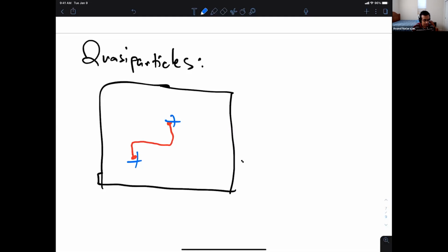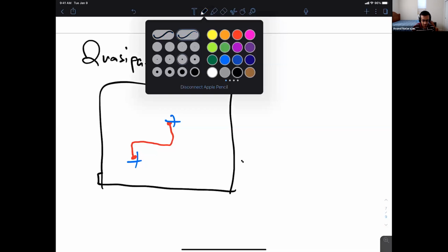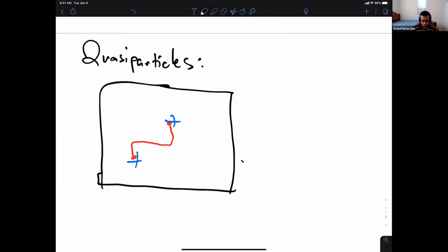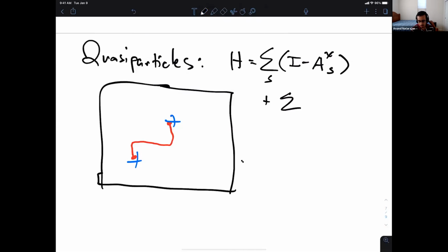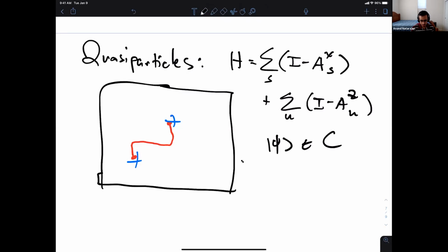So this quasi-particle point of view is that you can think about the whole toric code as actually a physical system with a Hamiltonian. And what is the Hamiltonian going to look like? It's just going to be a sum over every star of identity minus A_X star, plus a sum over every cell of identity minus A_Z. This Hamiltonian is just chosen so that its zero energy eigenspace is precisely the code space. A state is in the code space if and only if it has zero energy.